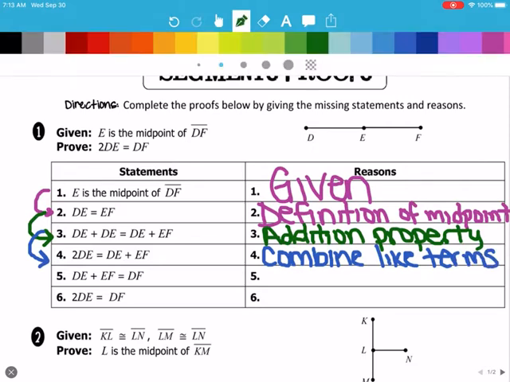Okay. Let's use a different color. Now from 4 to 5, I notice now I have DE plus EF equals DF. And if I look at the picture, I'll notice DE and EF makes DF. Small plus small equals big. That is the segment addition postulate.